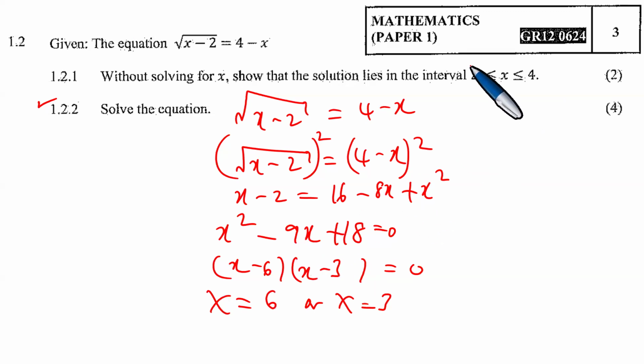But now we need to remember that our solution must lie between 2 and 4. Which one, therefore, is the correct one? We see that 6 is outside this, so x cannot be 6, but x can only be 3, because 3 lies between 2 and 4. We've solved the equation step by step, and we've got the answer. We move on to the next question.